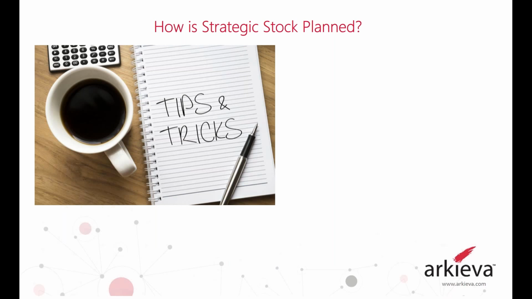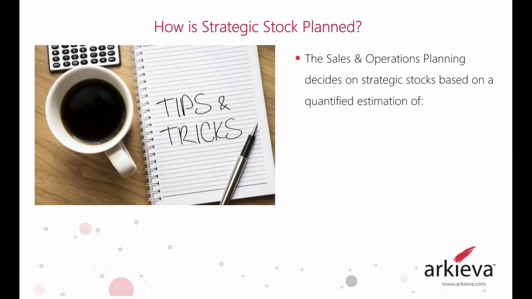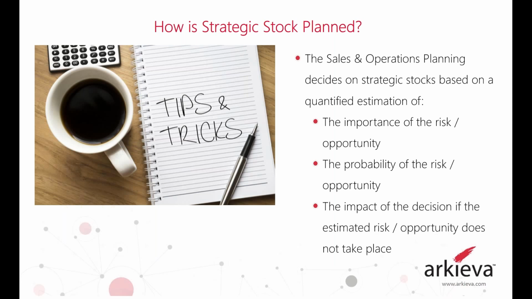How is this strategic stock planned? Well, typically in organizations, there are sales and operations planning teams. They decide the strategic stock based on various factors. For example, they might be looking at a particular risk or an opportunity, and they might place some importance on it, and that will then drive how much stock to carry. They might actually be looking at the probability of a risk or an opportunity. If the probability is very low, they might not want to keep any such strategic stock around that.